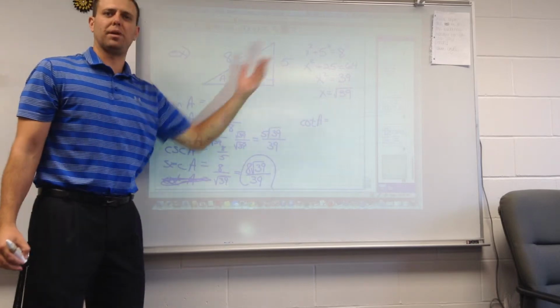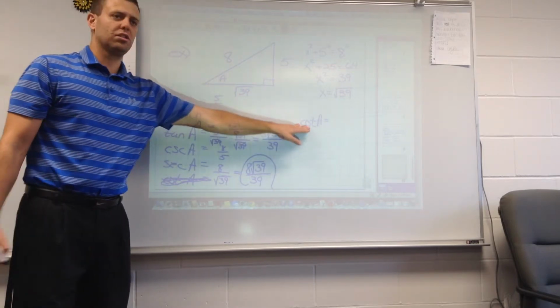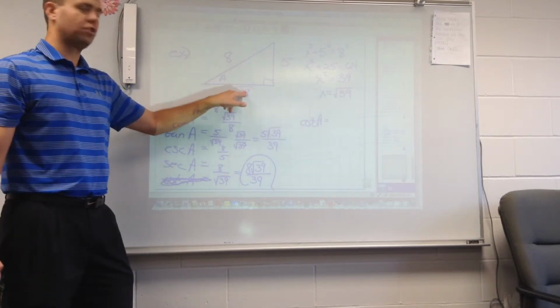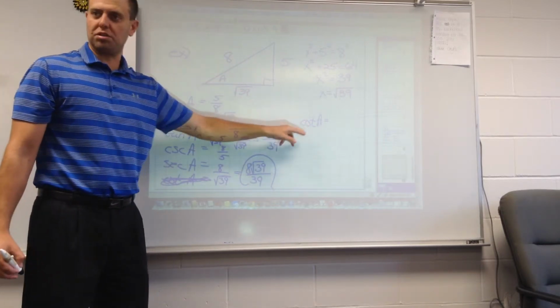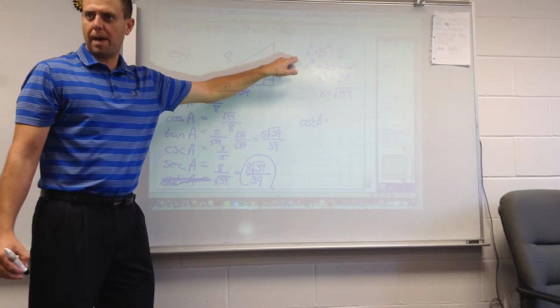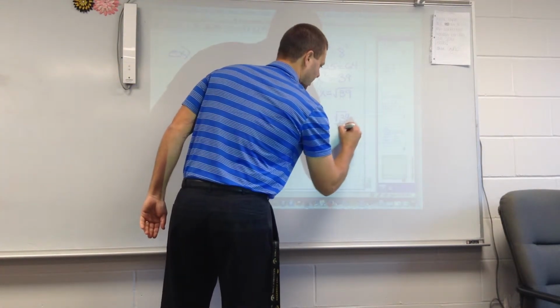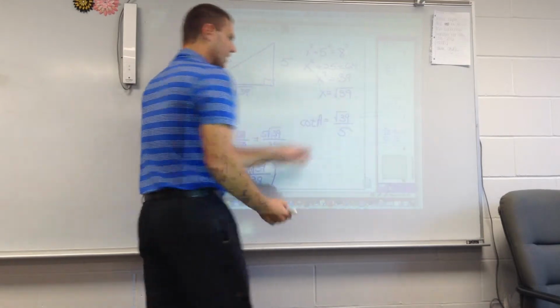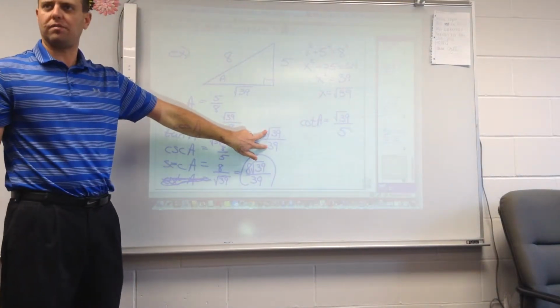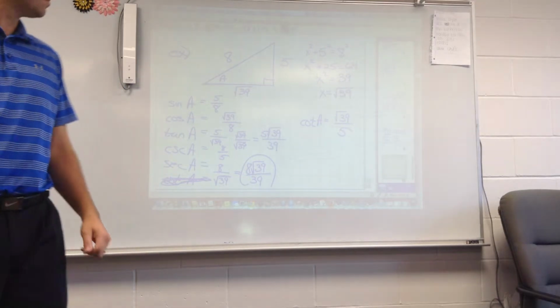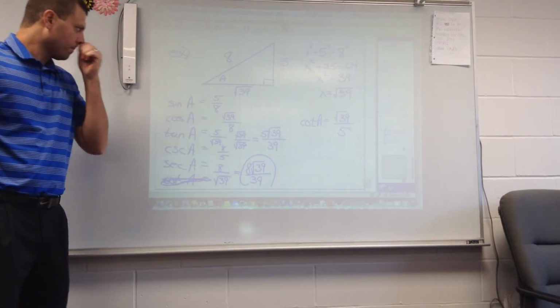Or really, if you look at the picture, remember cotangent is the reciprocal of tangent. Tangent is opposite over adjacent, so cotangent would be adjacent over opposite. So root 39 over 5. Would you eventually get to that, even if you did the reciprocal of tangent? Sure, you just made yourself a little extra work is all you did.